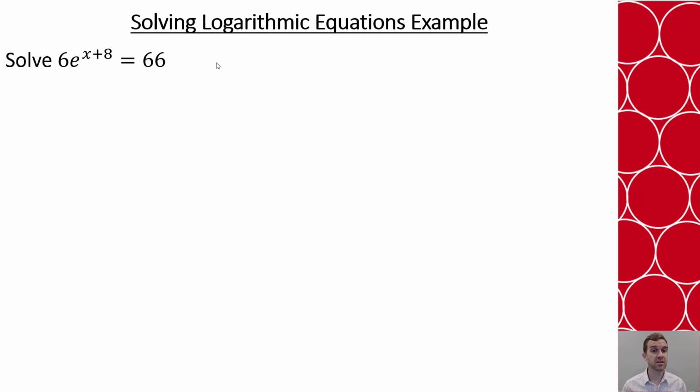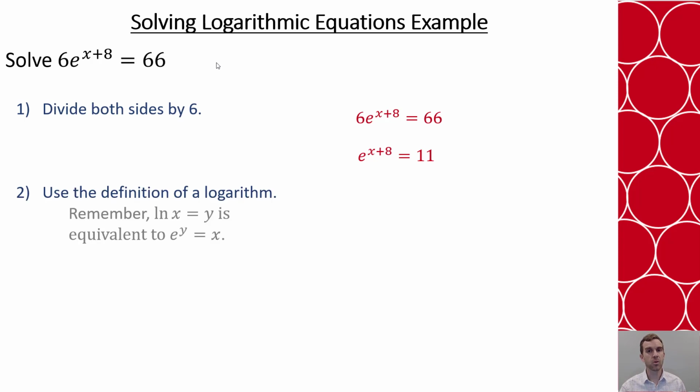Now let's say we have this equation here where we have 6e raised to the quantity x plus 8 equals 66. Let's follow our order of operations. So the first thing I'm going to do is divide both sides by 6 so that I can get this exponential function by itself. So now I have e raised to the x plus 8 equals 11. Now when I look at that, I have to remember that my variable or my unknown is in the exponent, so I need to convert this into its logarithmic form to get that unknown by itself.